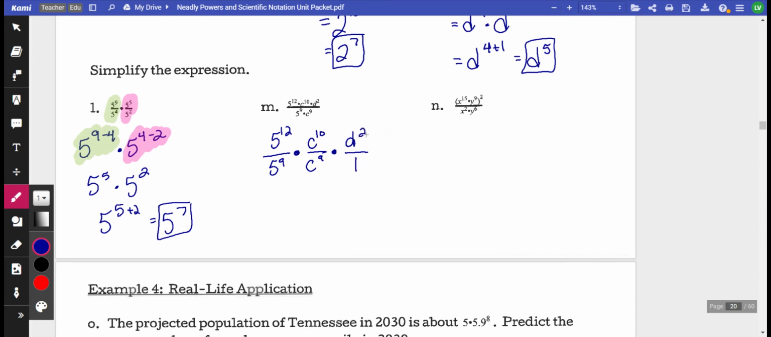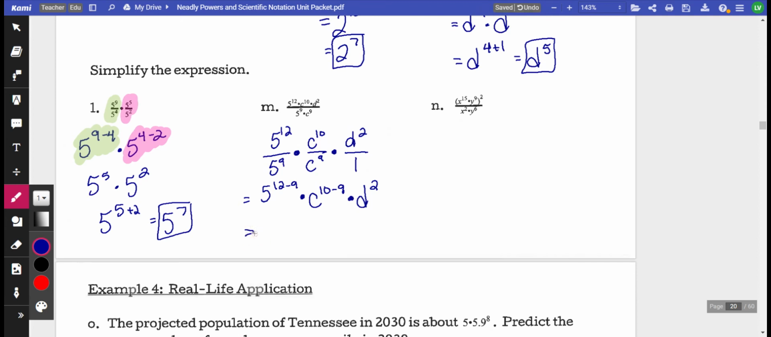Now for this last one, you'll see d squared divided by 1. I divided it by 1 so that way I had a fraction. So now I see that I am dividing my bases of 5, so I'm going to subtract them. 5 to the 12th minus 9 times c to the 10th minus 9 times d squared.